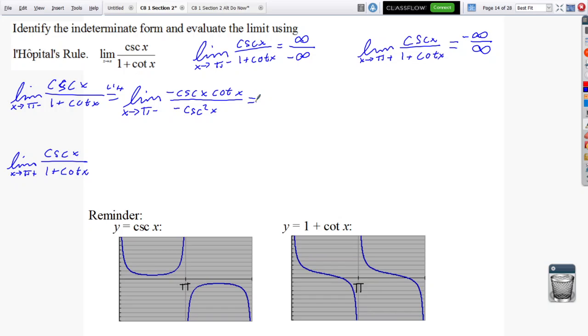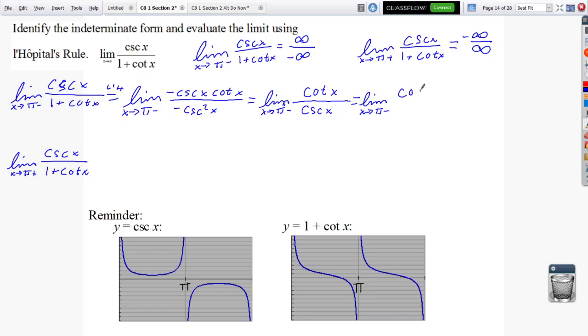So now looking at this, let's investigate a little bit further. One factor of cosecant in the numerator, 2 factors in the denominator. Actually, negative and negative cancels off, but even further, I'm left with cosecant x on the bottom and cotangent x on the top. Using some of my trigonometric identities, I can change this into the limit as x approaches pi from the left.